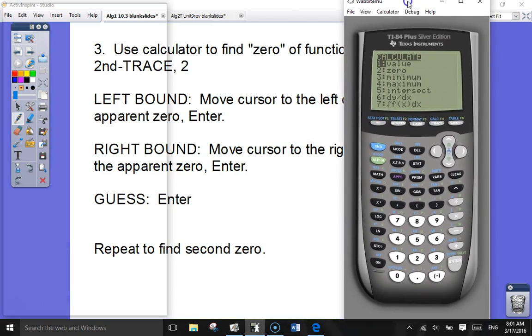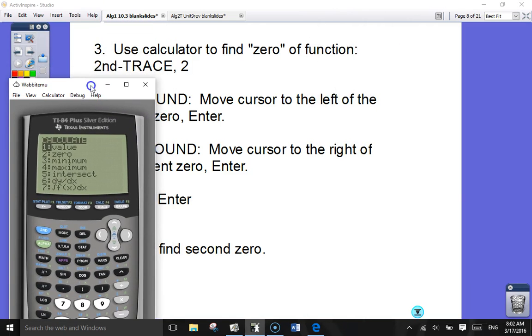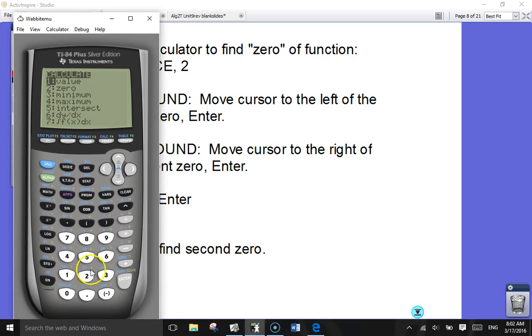See, it's still going to try to go back. Okay. So second trace, and you see this menu. Number 2 is a 0, okay? 0 means x-intercepts. So if I hit 2, it shows your graph, and it's asking you a series of questions.